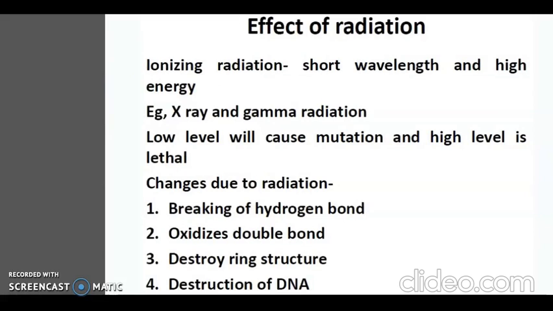Ionizing radiations have very short wavelength and high energy. They can cause atoms to lose electrons or ionize. Ionizing radiation in low levels will cause mutation, which will gradually lead to death of the organism. High levels of ionizing radiation directly kill the microorganisms. Two major forms of ionizing radiation include X-rays and gamma rays. Ionizing radiation breaks down hydrogen bonds, oxidizes double bonds, destroys ring structures, and this will lead to the destruction of DNA.